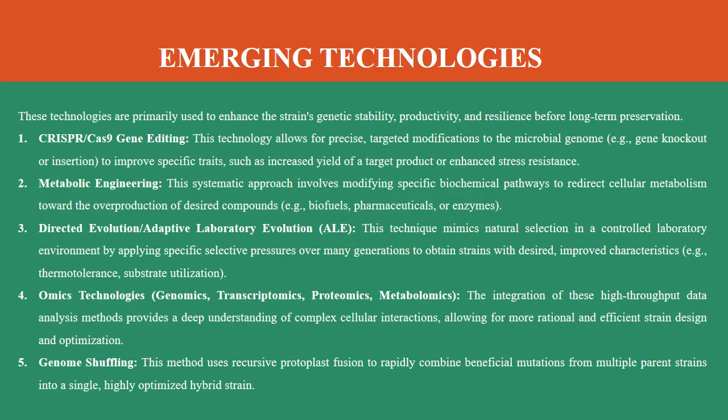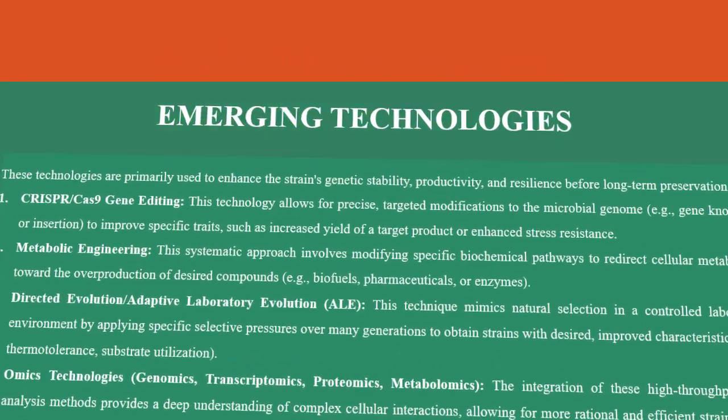The fifth technology is genome shuffling. This method uses recursive protoplast fusion to rapidly combine the beneficial mutations from multiple parent strains into a single highly optimized hybrid strain.